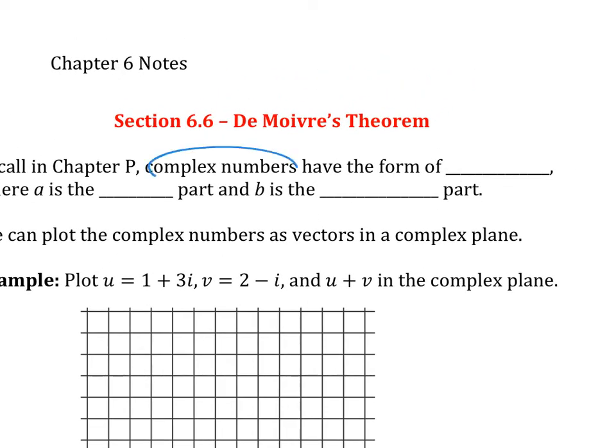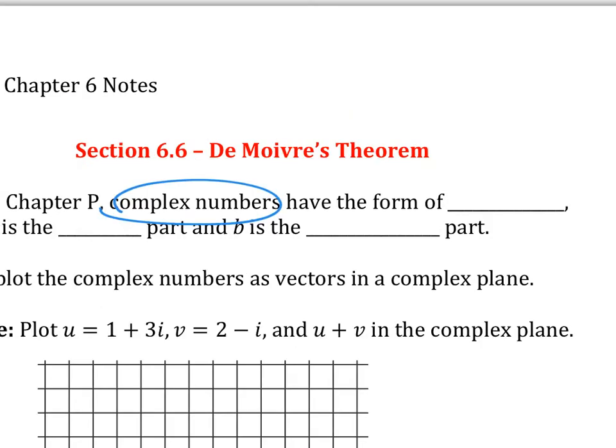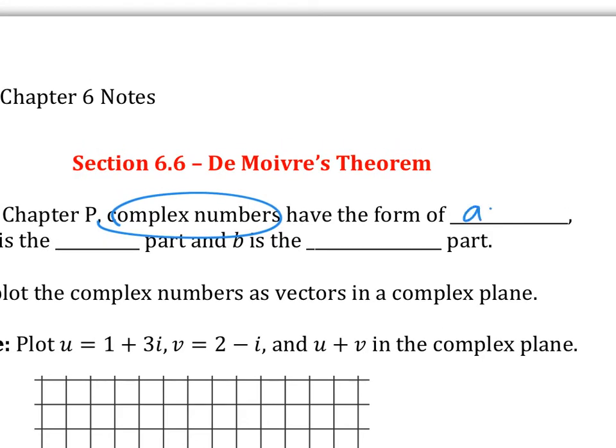And that is complex number. Do you guys know what complex number is? Yes, it has to do with i, and that is in the form of a plus bi, where a is the real part, and then bi is the imaginary part. So we're going to take that complex number and we're going to put it on the complex plane.